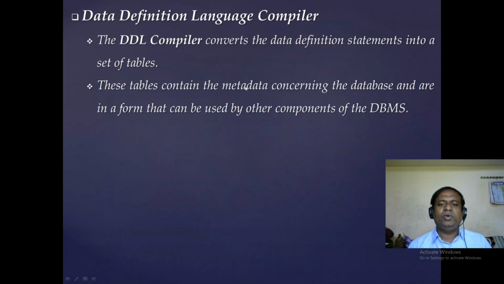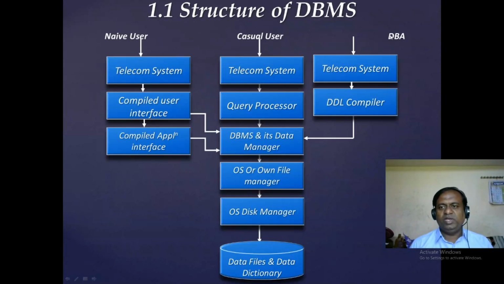I will simply explain the part called metadata. Metadata is nothing but data about data. So whatever data you are storing, the details of that data is called metadata. The second line will be clear after finishing the complete point. So for now, you should understand the DDL compiler converts the definition statements into a set of tables. That means whenever the user is trying to create any kind of object in the database, that object creation will be done by this DDL compiler.